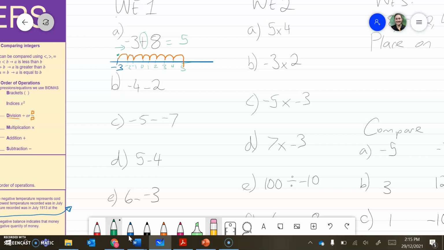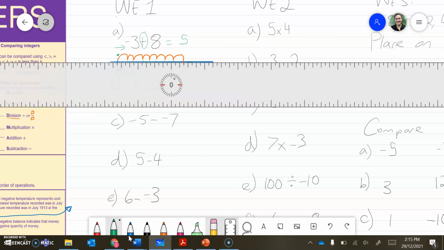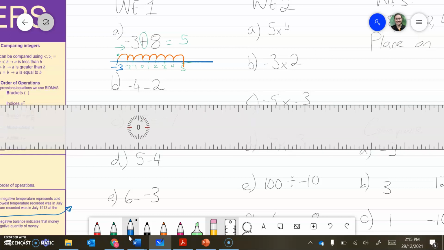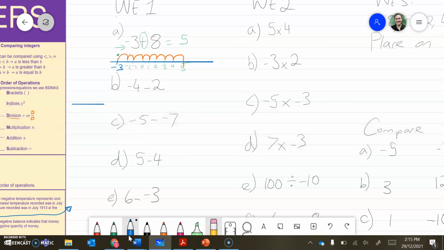Our second one, we've got -4 minus 2. So again, if I draw myself a number line to help, I will annotate on that -4. Now, if I'm standing at -4, I'm subtracting 2. So what that means is I need to go down the number line 2 units. So we're going to go from -4, 1, 2. And so we've gone to -5, -6. So our answer to -4 minus 2 is -6.